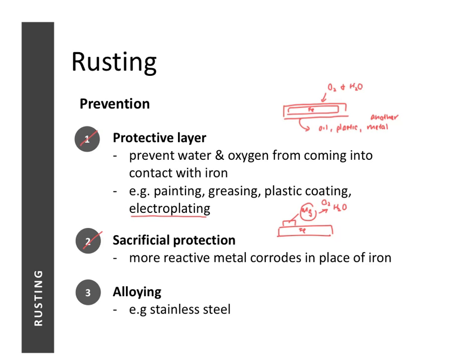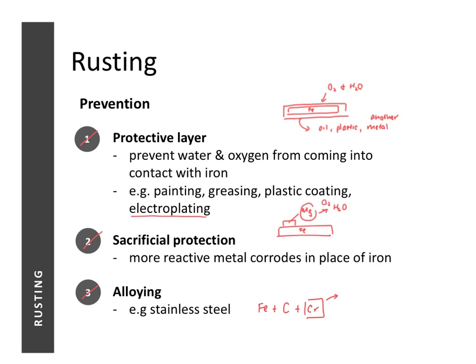The third method is alloying, meaning to combine iron with something else, another metal or another element. So for example, stainless steel is a combination. Steel is a mixture of iron plus carbon, and in stainless steel we add chromium as well. Now, how does adding chromium into steel protect it from rusting?